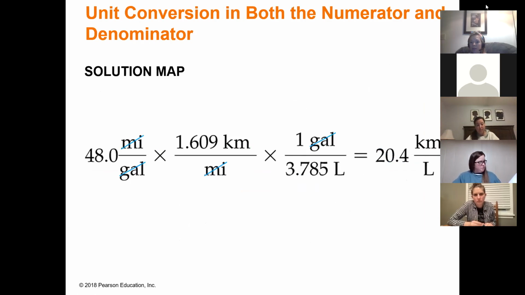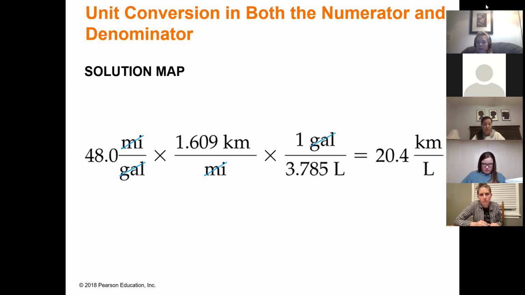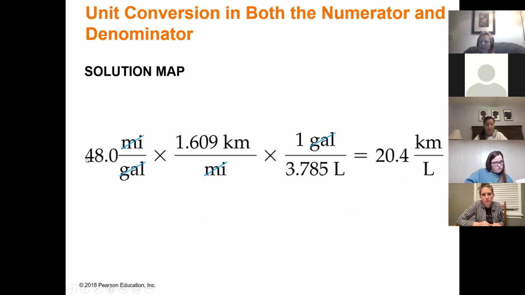Sometimes we don't do this a whole lot. I'm not really going to test you on it, but let's say we had something in miles per gallon. So we had a double unit, 48.0 miles to the gallon. That's a double unit where we have miles on the top and gallon on the bottom. If I wanted to convert this to, let's say, kilometers per liter, because you're bringing your car over to Europe, we want this mile to become a kilometer and we want this gallon to become a liter.